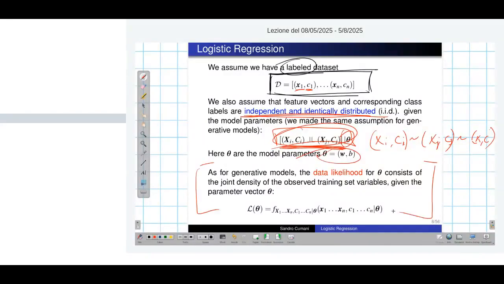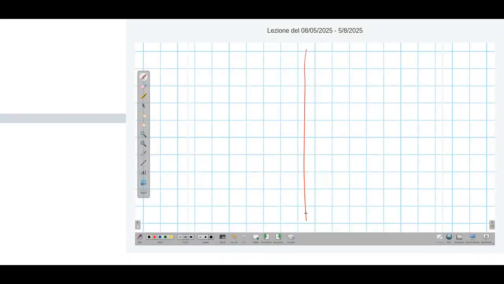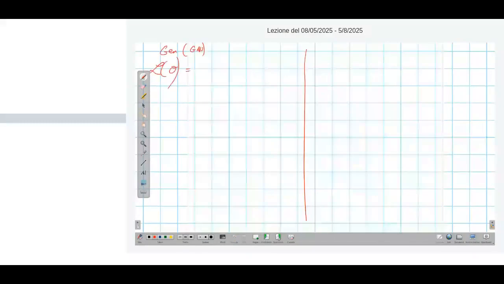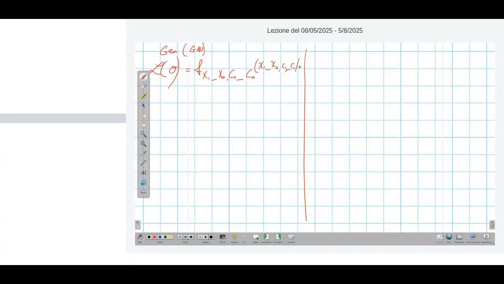Now, to find values of W and B, we can, again, look at the likelihood function. We will see that a way to estimate W and B will be to maximize the likelihood, that is, to estimate those W and B that maximize our likelihood. Remember that the likelihood function has this expression. This is the same likelihood function that we were writing for generative models, for example, the Gaussian model. The likelihood function is the joint density for all the observed class samples and corresponding class labels given the model parameters.